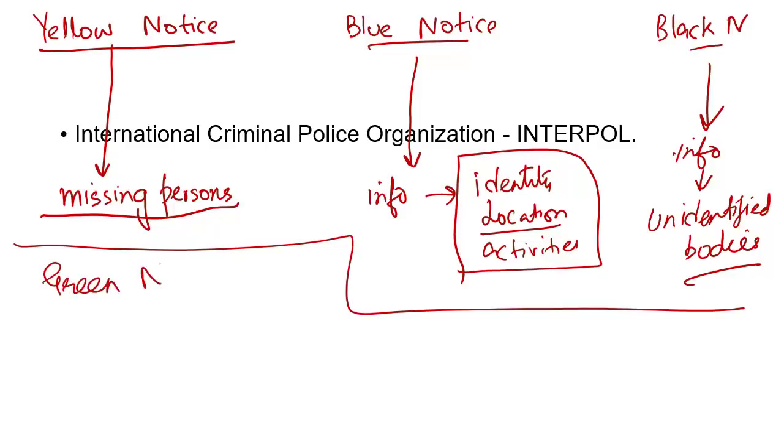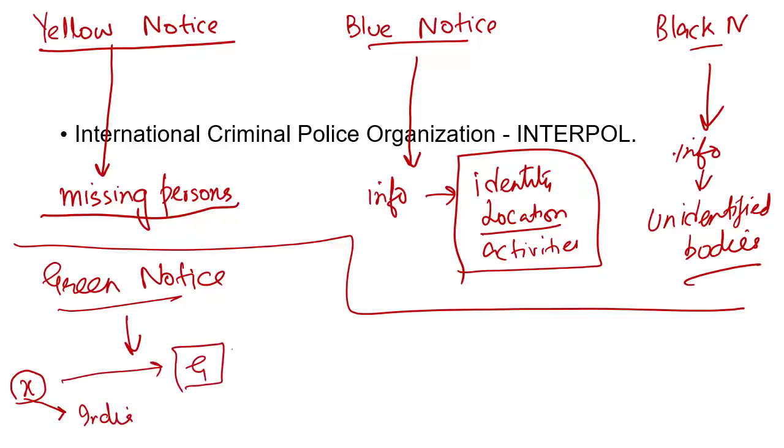There is another notice called the green notice. Green notice is issued to provide warnings or intelligence about persons who are likely to commit terrorist or criminal activities. For example, there is an individual X. He has already committed a crime in India. Now he has traveled to Germany. Interpol may issue a green notice warning Germany that this individual has already committed crimes in other countries and is likely to commit crimes in Germany as well.